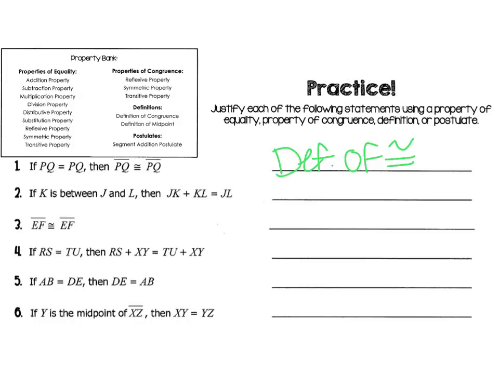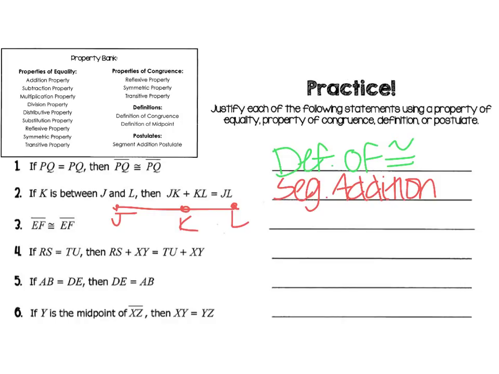Number 2. If K is between J and L, then JK plus KL equals JL. So what this is saying is if we have a line with J and L, and K is between, then JK plus KL equals JL. So the part of the segment plus the part of the segment equals the whole segment. This is the segment addition postulate. Hopefully you guys know this one by now. Segment addition postulate.